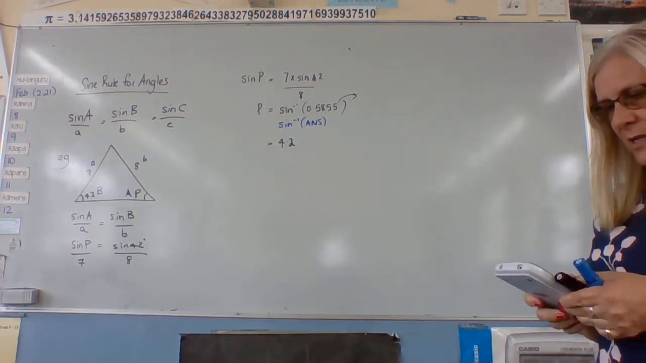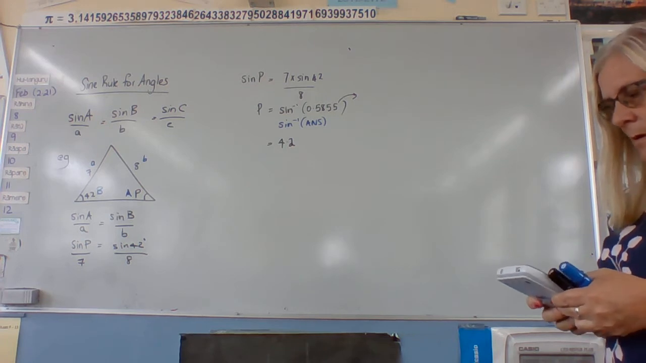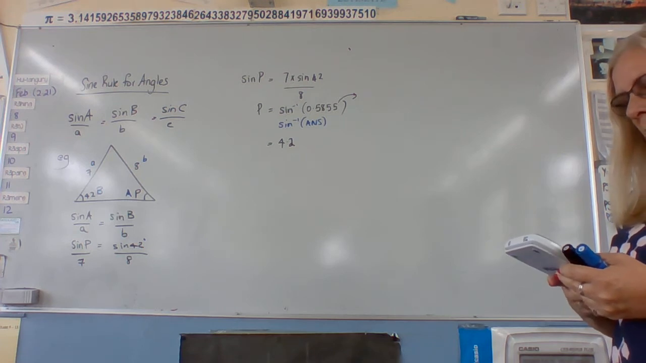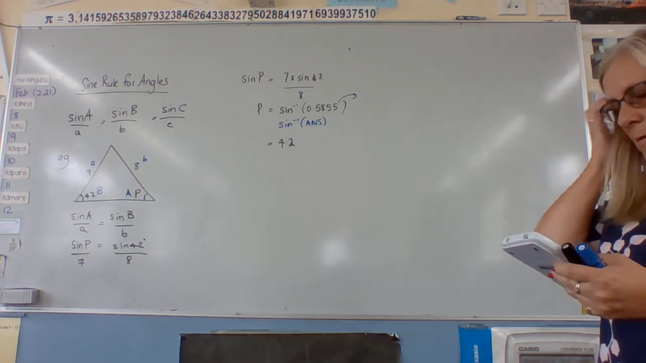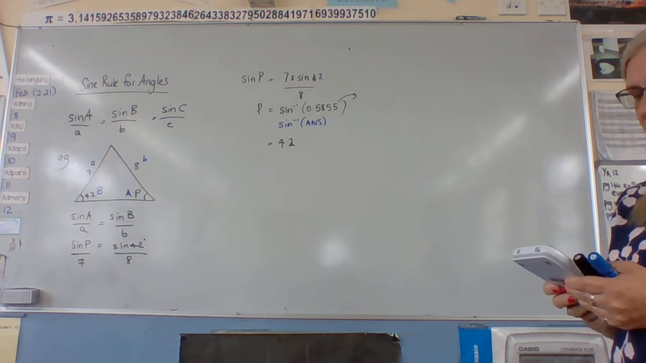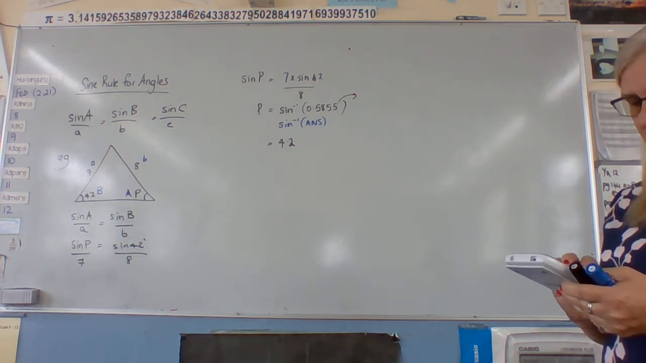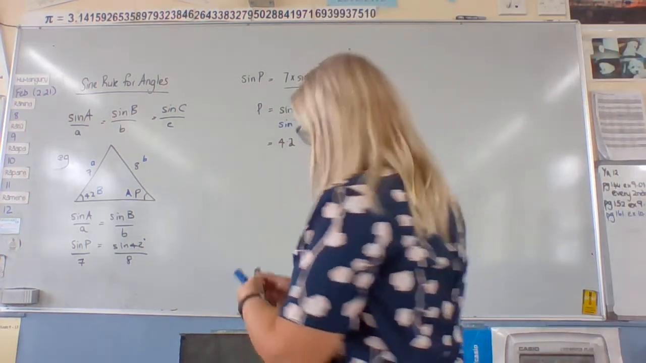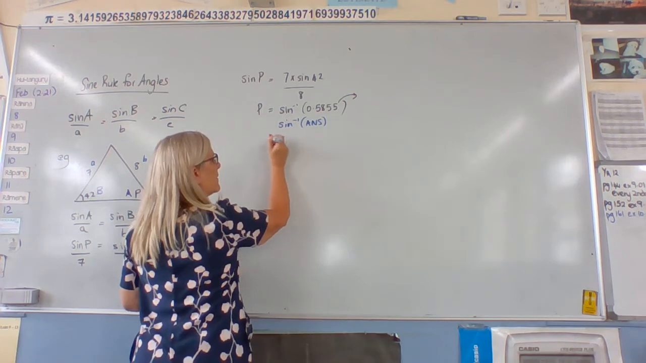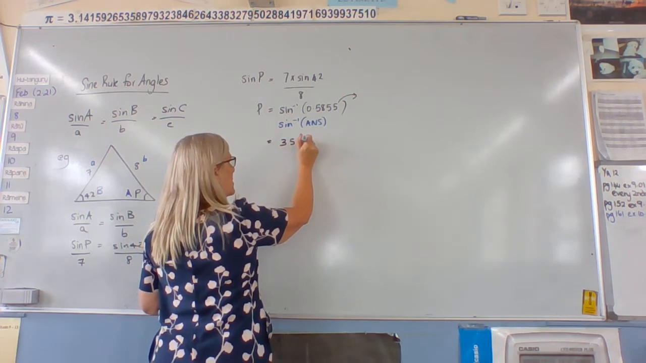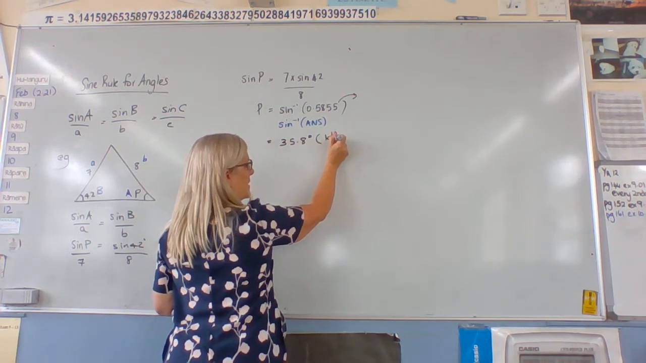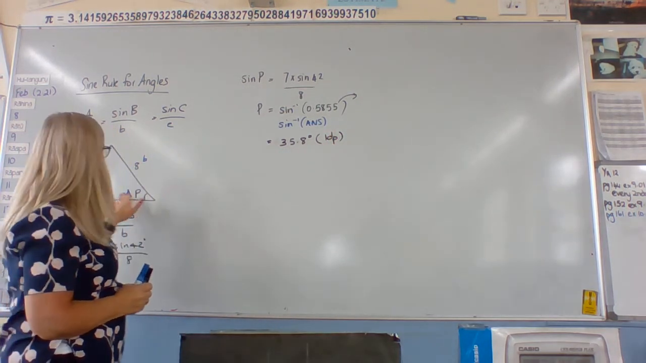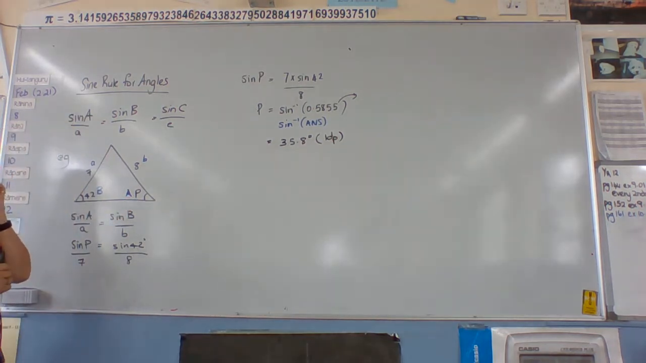So I'm just going to do it again, until I get it right. Right, 35.8 might be a lot better. I don't know what I did wrong, but I do know that I made a mistake because I knew that couldn't possibly be right. Okay, so I found out that angle P is 35.8 degrees.